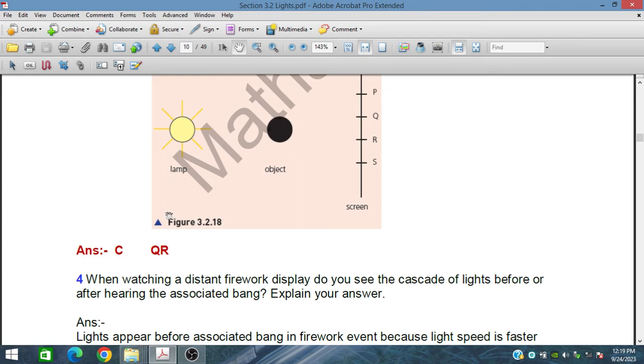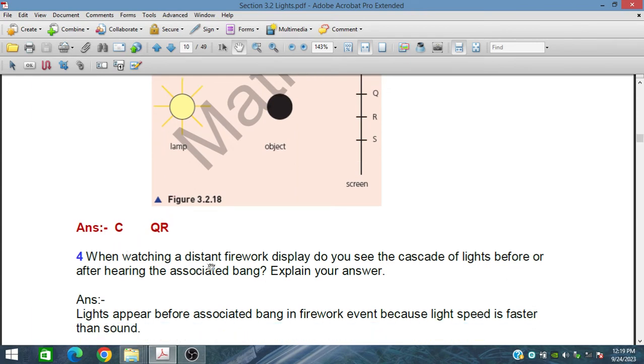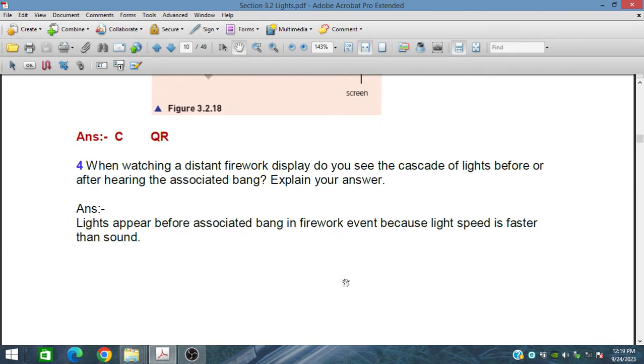Question number 4: when watching a distant firework display, do you see the cascade of lights before or after hearing the associated bang? Explain your answer. We always hear the bang after the flash, because the light appears earlier than the associated bang in a firework event. Light will appear first and the bang or the sound will appear later, because the speed of light is much higher as compared to the speed of sound.